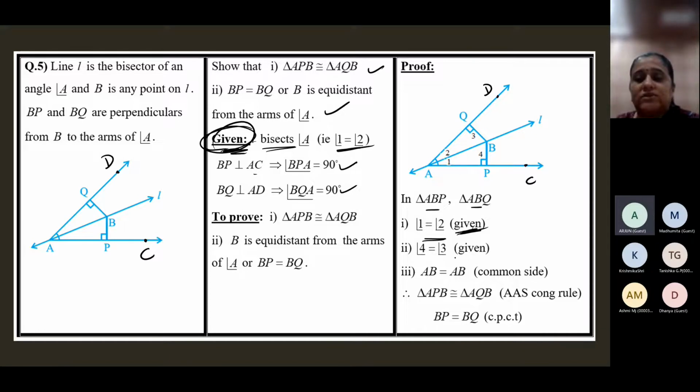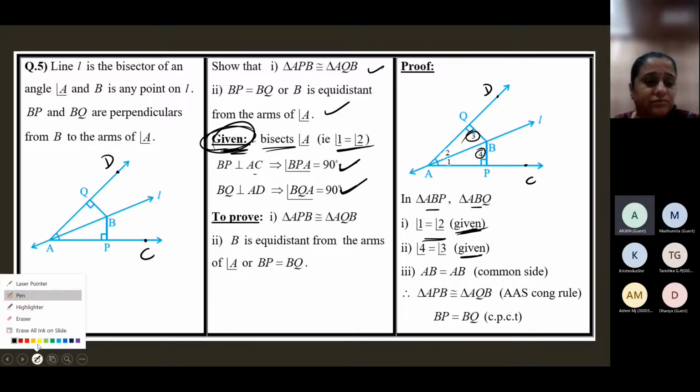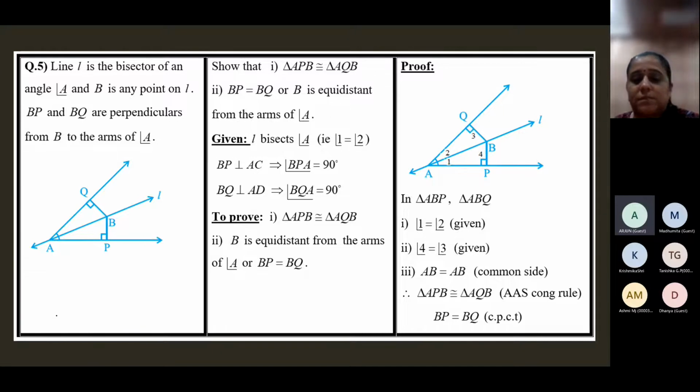Angle 4 is equal to angle 3, given, because we've mentioned each is equal to 90 degrees. Then AB is equal to AB, common side. So the two triangles are congruent. You know how to name it now. And once they're congruent, their corresponding sides are equal. So BP is equal to BQ.